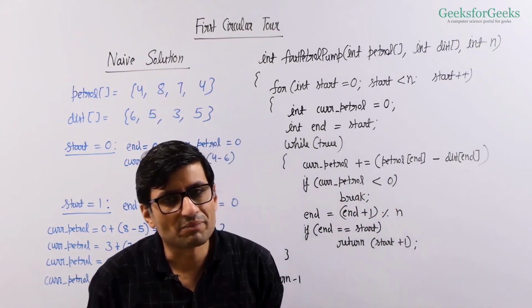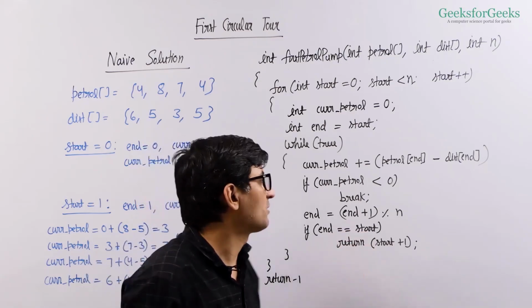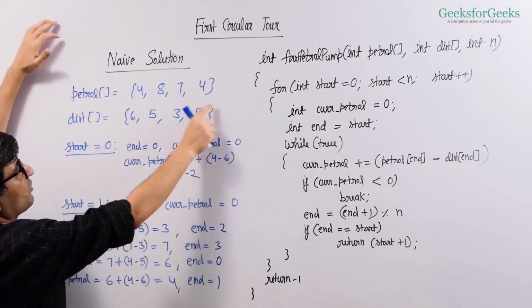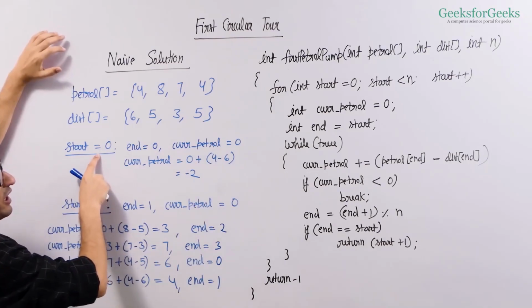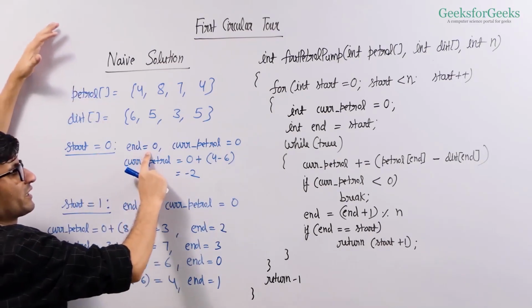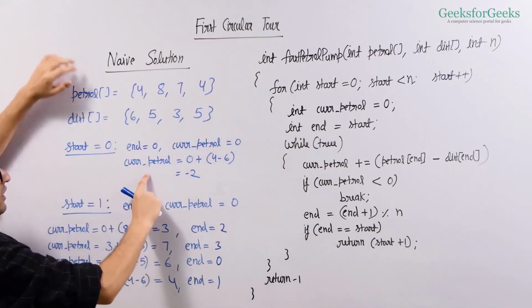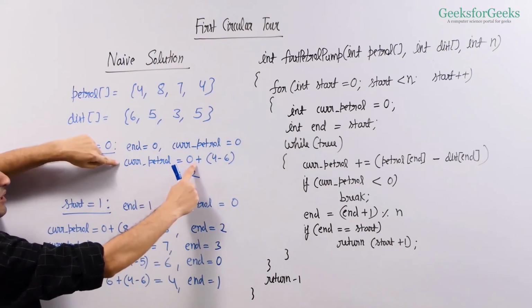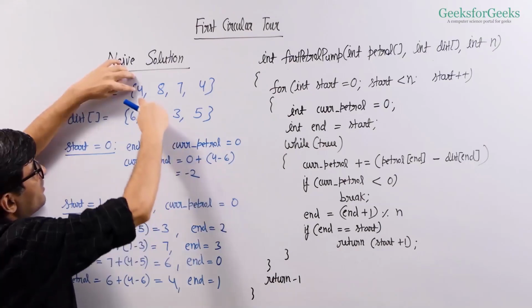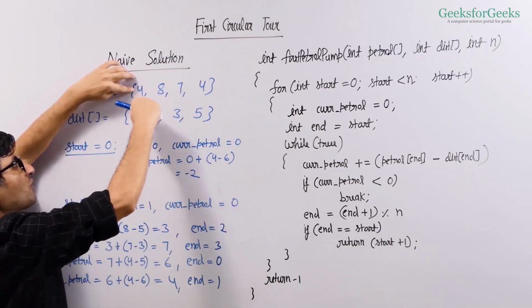Let's now understand this approach, this implementation with this example. We have these petrols and these distances. We start with start equal to 0. We initialize end as start. We initialize current petrol as 0. And then we compute the current petrol as current petrol plus the subtraction of this from this, right?